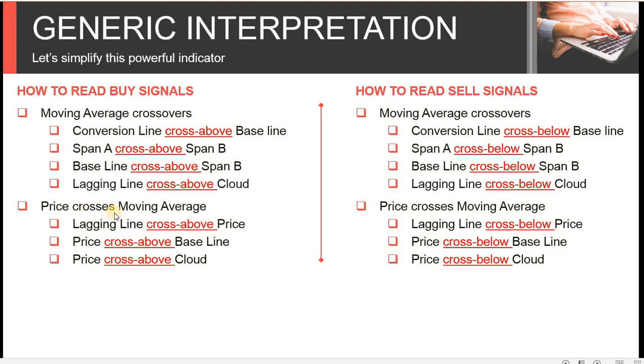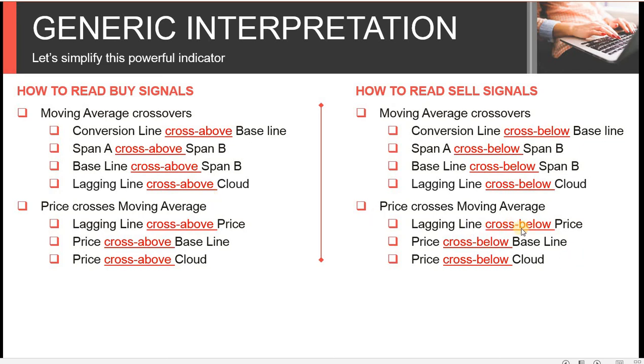Now the comparison between crossovers between price and moving averages. Till now it was between two or more moving averages, but now it's a comparison between price and moving averages. When the lagging line crosses above price, I've already explained that the lagging line is just comparing current price with what it was 26 periods ago. Therefore, if the lagging line is above the price or crosses above the price, that's a good time to say this is a buy signal.